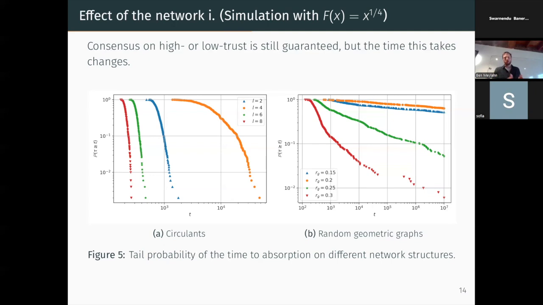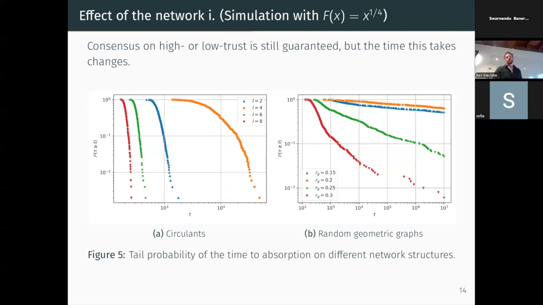But we also see qualitatively different behavior. So we've got here a log-log scale. So this is the survival probability. I didn't know, maybe I should have explained what that is. So that's the probability at time t that my absorption happens after time t.